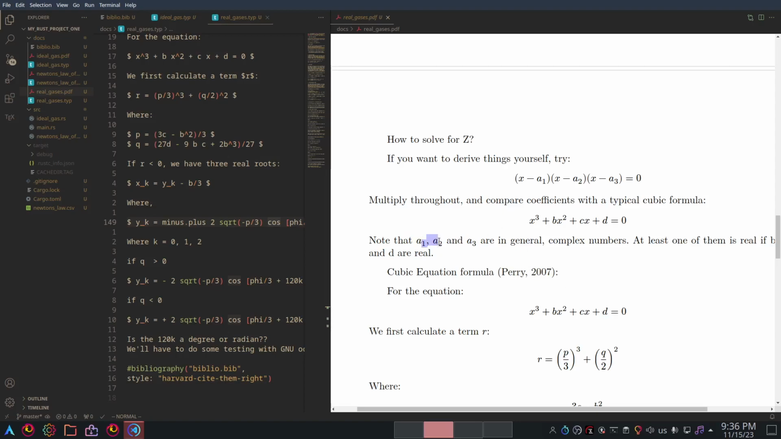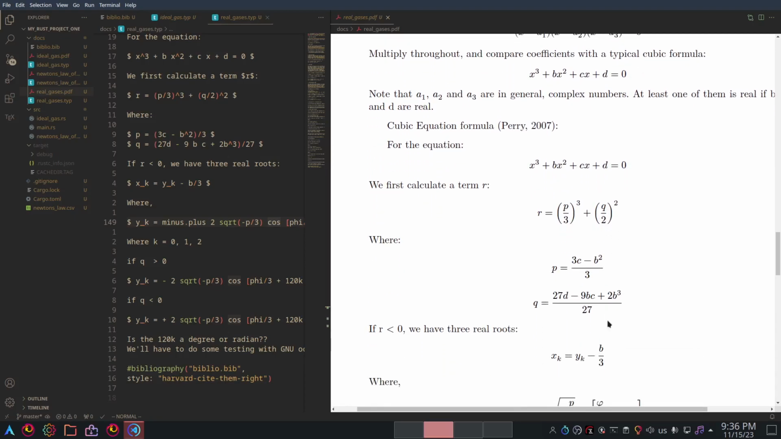In general, A1, A2, and A3 are complex numbers, because cubic equations either have 1 real root and 2 complex conjugates, or 3 real roots. The real roots can be equal, or the real roots can be distinct. A lot of it depends on the so-called discriminants. I'm not going to go through the derivation of that. I want to jump straight into the programming part as soon as possible, as long as we are done with the theory. So what is the equation here?